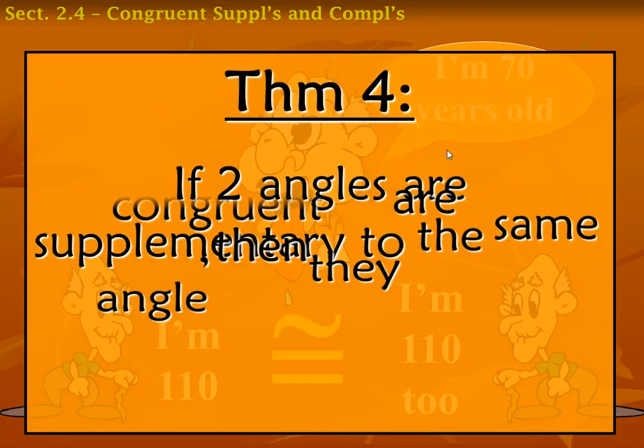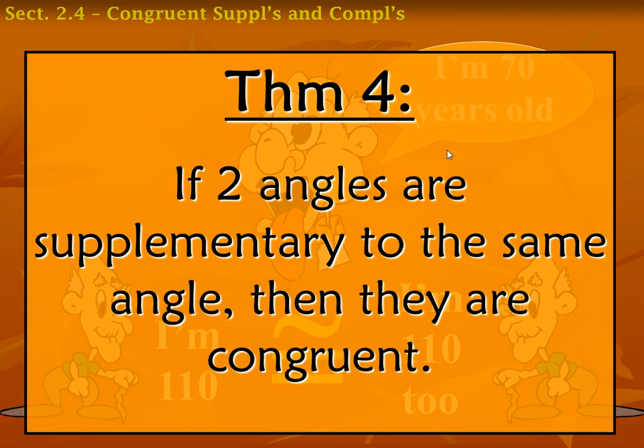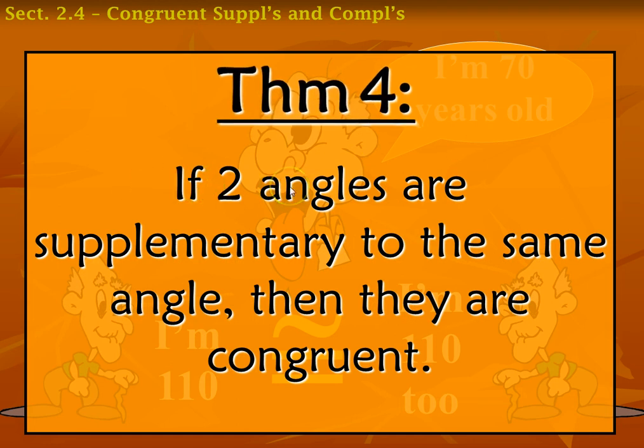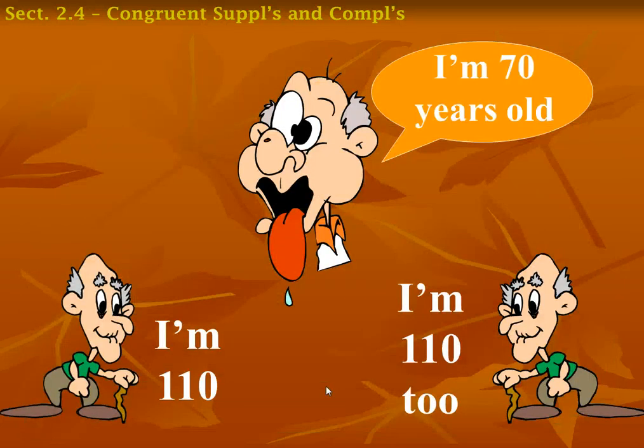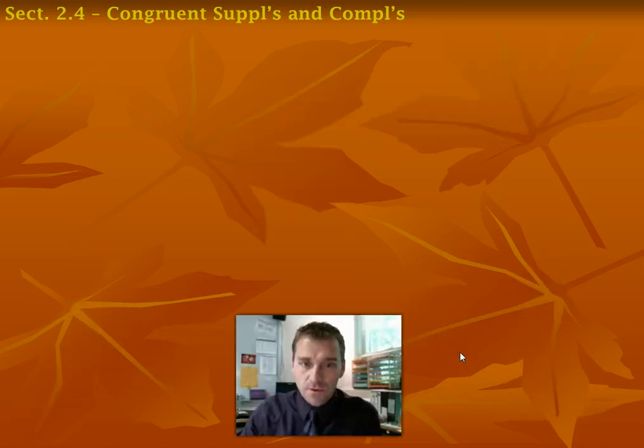Now, what you need to write in your notes is this. Here's theorem 4. I said it through that example. Go back and listen to it. If 2 angles are supplementary to the same exact angle, then they, meaning the 2 angles or the 2 older guys, are congruent to each other. So it looks exactly like this. If 2 things are supplementary to the same thing, that makes these 2 things congruent. That's theorem 4.